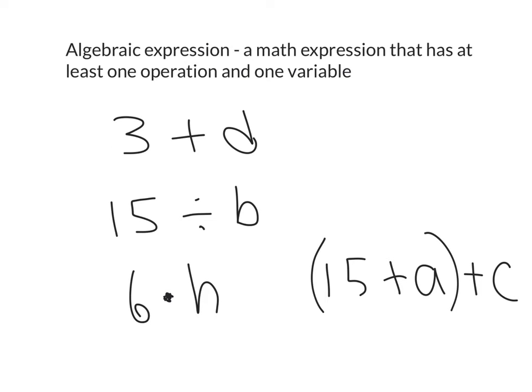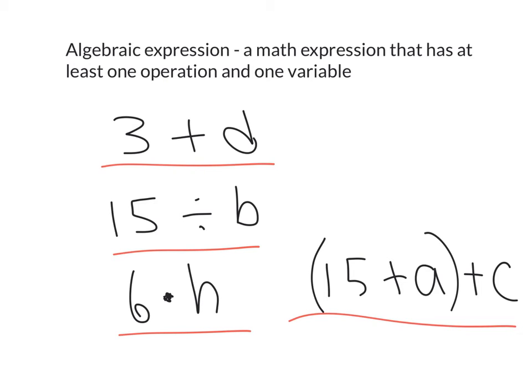So an algebraic expression is a math expression that has at least one operation and at least one variable. And all these listed below have at least one variable and at least one operation in them. So here, this is 3 plus d. The operation is addition, the variable is d. Here, this is going to be 15 divided by b. b is the variable, the operation is division. This is 6, and that little elevated dot means multiplication. 6 times h. So h is the variable, the operation is multiplication.